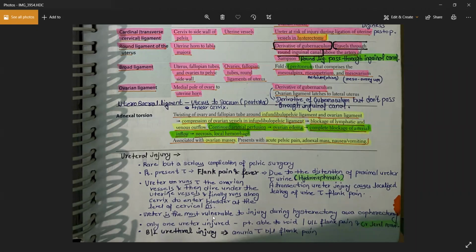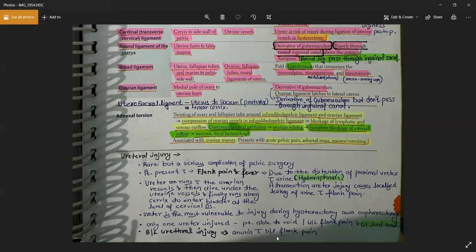Now, please note, for a unilateral injury, you will be having normal micturition. If a bilateral injury occurs, that will lead to complete anuria with bilateral flank pain. In a unilateral injury, the creatinine levels will be normal. In a bilateral injury, you will have a rising creatinine level also.